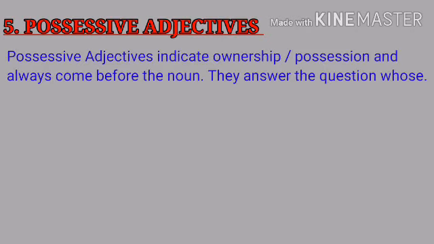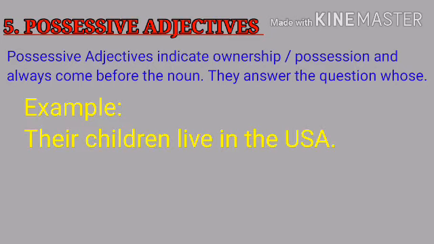The fifth kind of adjective is possessive adjectives. So what are possessive adjectives? Possessive adjectives indicate ownership or possession and always come before the noun. They answer the question whose. For example, their children live in the USA. Here, the word their is possessive adjective because it indicates ownership or possession. It answers the question whose. So we can ask whose children and answer will be their children.